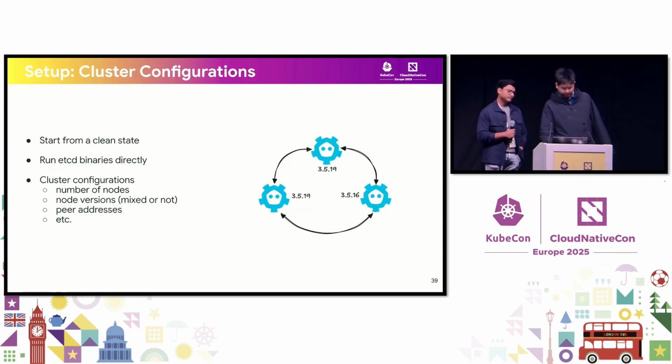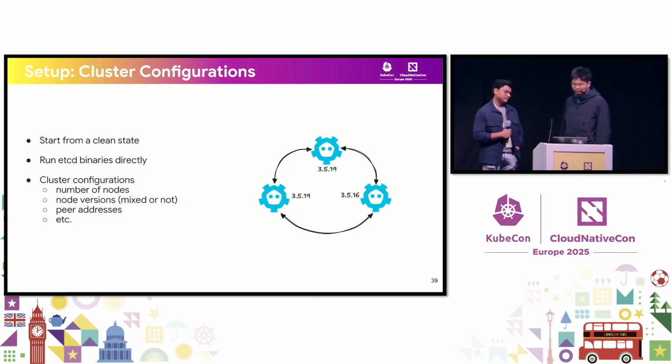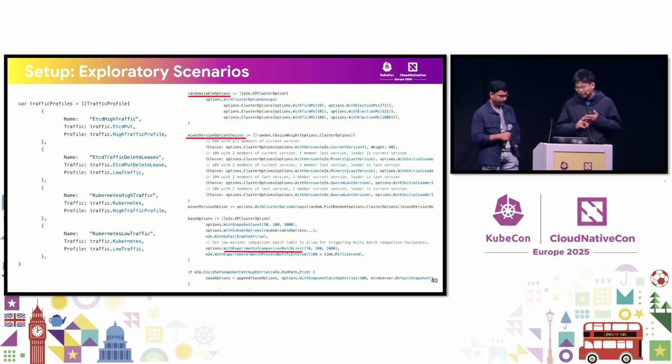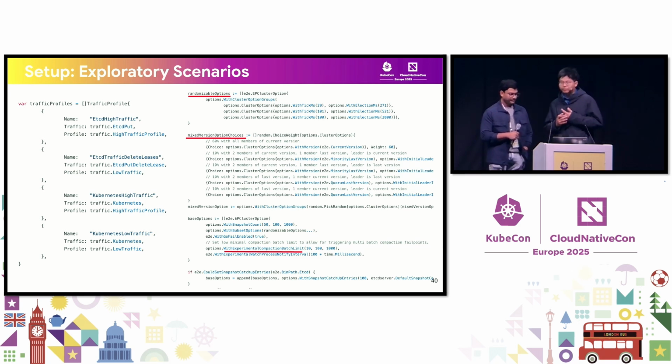So let's go one by one. For the setup, we need to set up the cluster. And to set up a cluster, we start from a clean state, so it's an empty database. We start the etcd binary, and we will configure a number of nodes, node versions, and the addresses so they can communicate, etc. And for scenarios, we have, as mentioned, exploratory or reproduction. For exploratory ones, we will configure things like traffic profile, different leader election timeouts, or different snapshot counts.